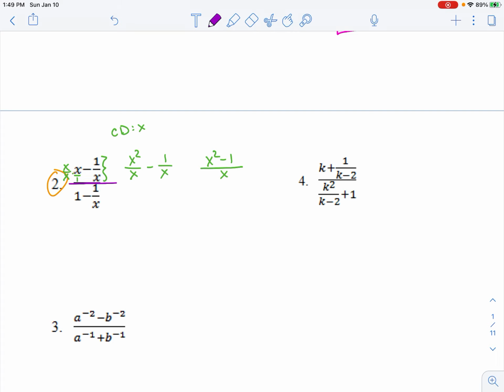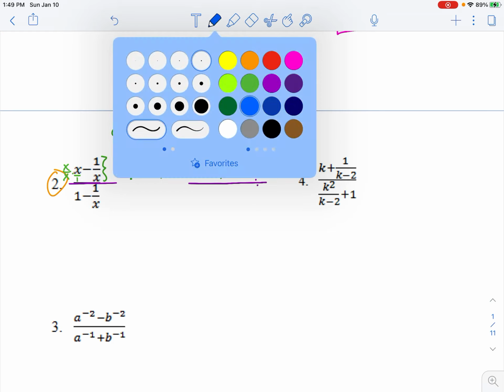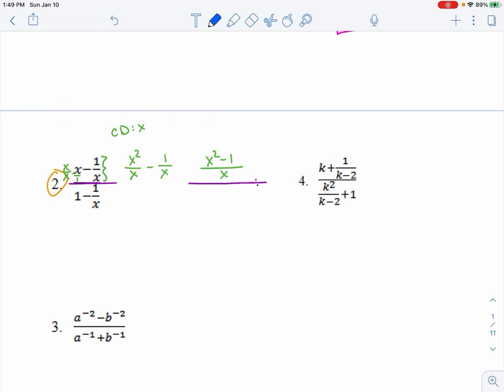I have my giant fraction bar, so I'll put my giant fraction bar here. And then let's simplify the denominator. Again, on the denominator here, I'm going to want my common denominator to be x. This is currently 1 over 1. So I'll multiply by x over x. That's going to give me x over x minus 1 over x. So that's going to give me x minus 1 all over x.